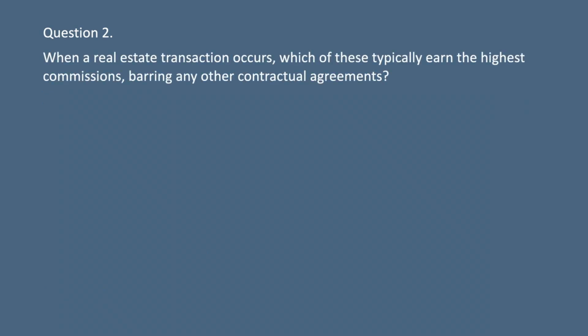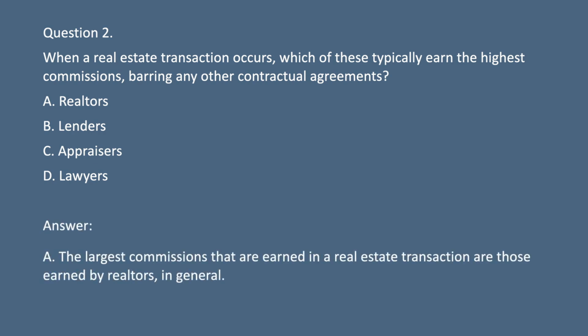Question 2. When a real estate transaction occurs, which of these typically earn the highest commissions, barring any other contractual agreements? A. Realtors. B. Lenders. C. Appraisers. D. Lawyers. Answer. A. The largest commissions that are earned in a real estate transaction are those earned by realtors, in general.